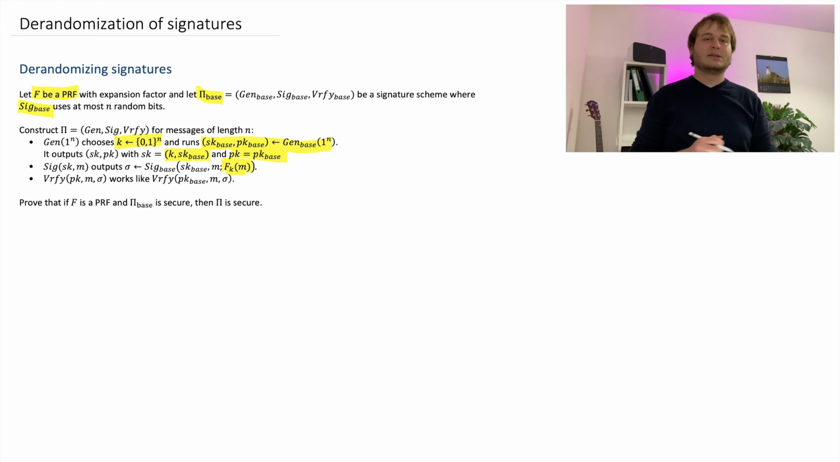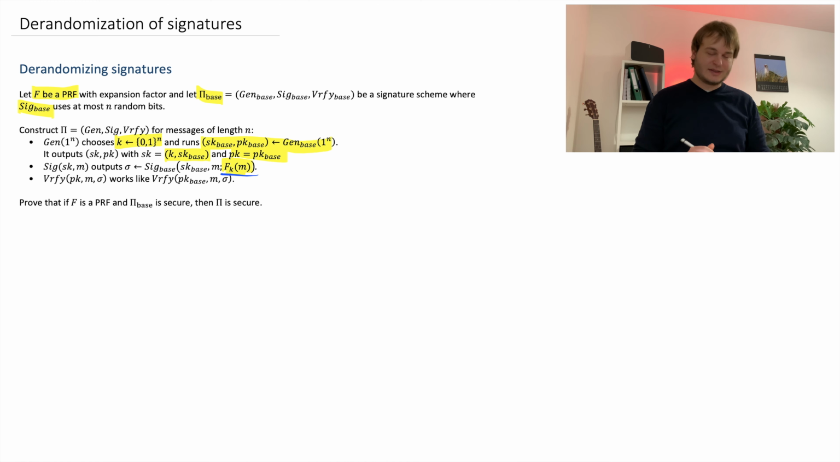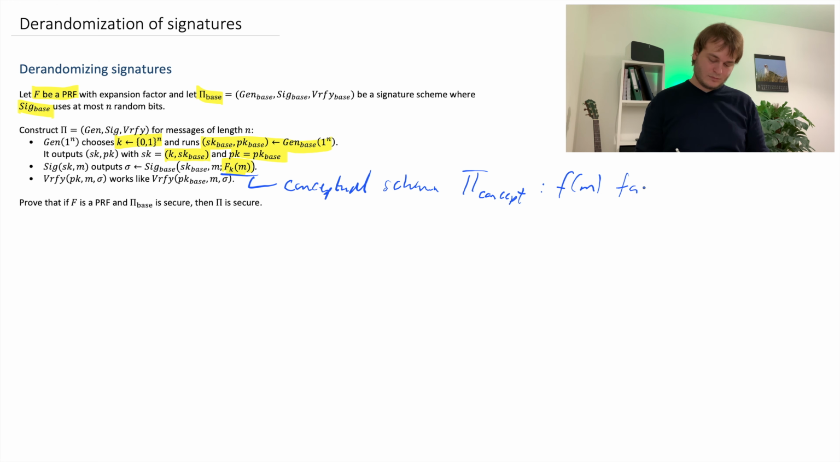So now, let's prove that if F is a PRF and pi-base is secure, then pi is also secure. As usual, the first thing that we need to notice is we have a PRF F in here. And the magic power of a PRF is that we can replace it with a random function and nobody will notice. So as we did before, we can define a conceptual scheme that works like this scheme here, but this one will use a random function instead of a pseudorandom function. Now we know that the difference in the winning probability of A against the conceptual scheme versus this pi scheme that we're constructing is negligible.